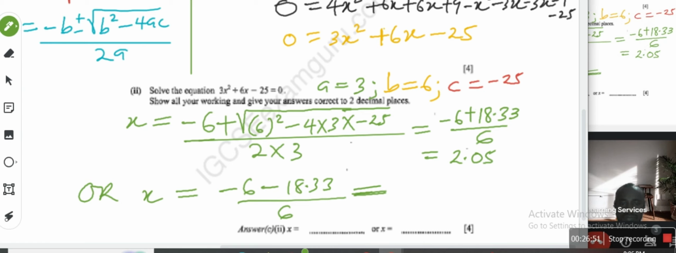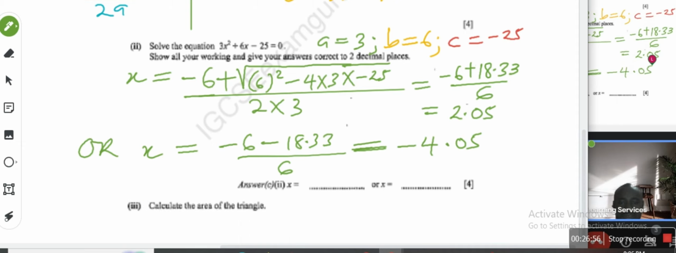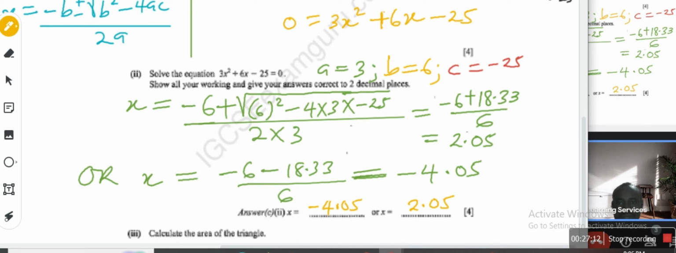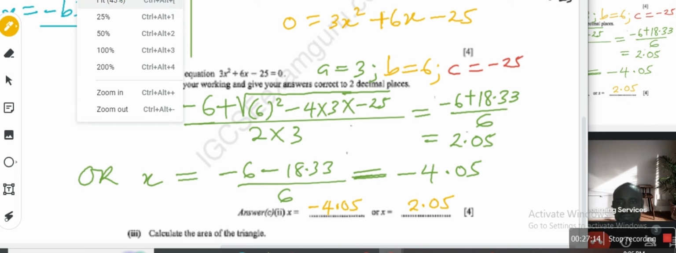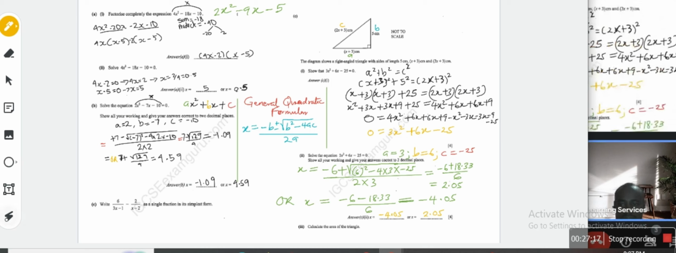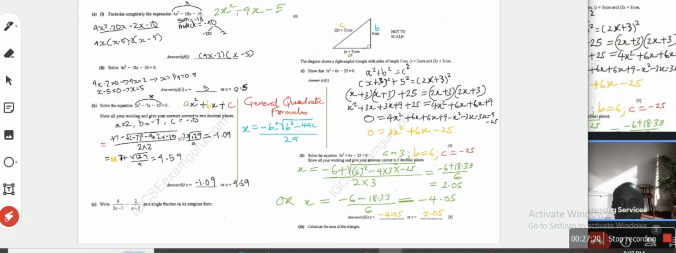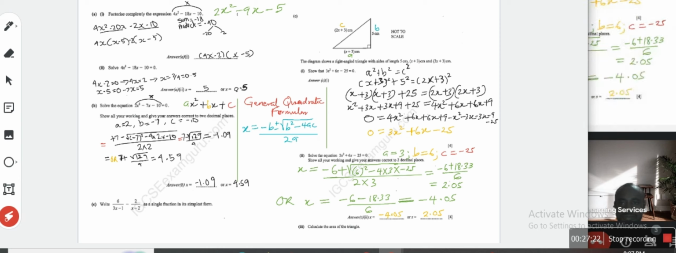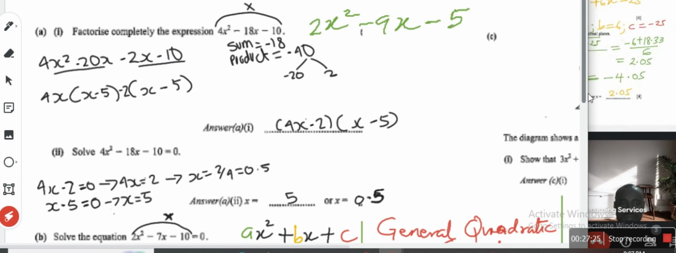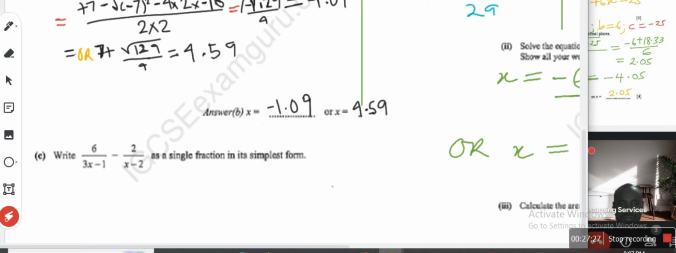Minus 4.05. Okay, so the two answers are minus 4.05 and 2.05. So it says calculate the area of the triangle. Okay, so calculate the area of the triangle. Okay, so 5 times.